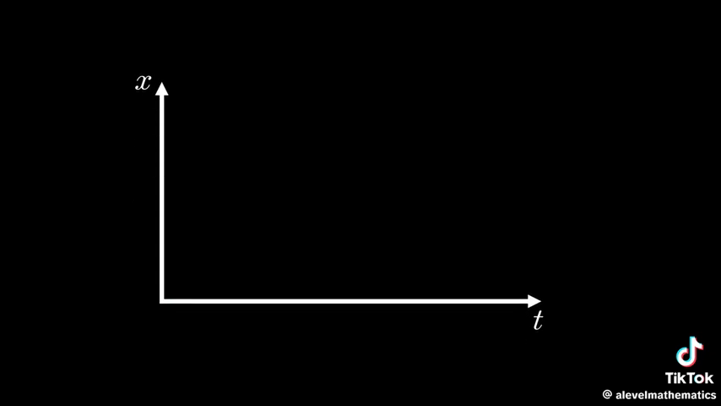How does differentiation connect displacement, velocity, and acceleration? Let's start with the displacement time graph, where displacement is represented by the letter x, and time is represented by the letter t. If you want to find the velocity on a displacement time graph, what you are really doing is finding the gradient of the graph.